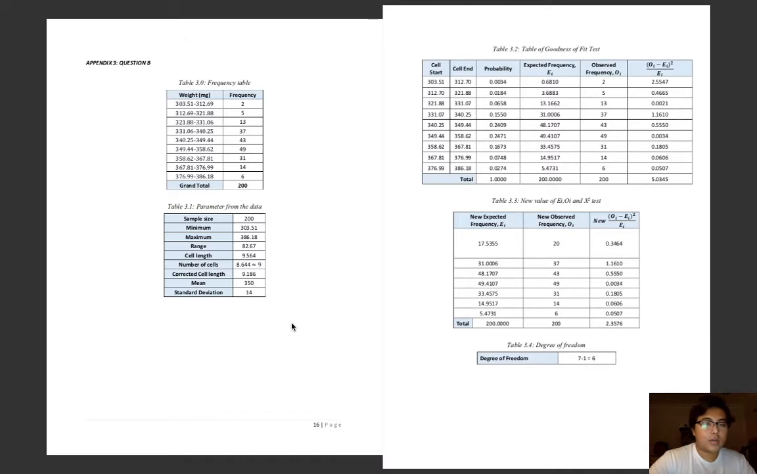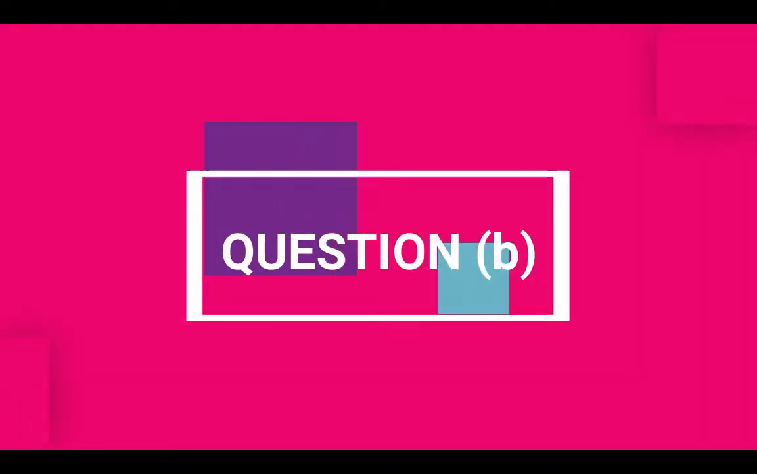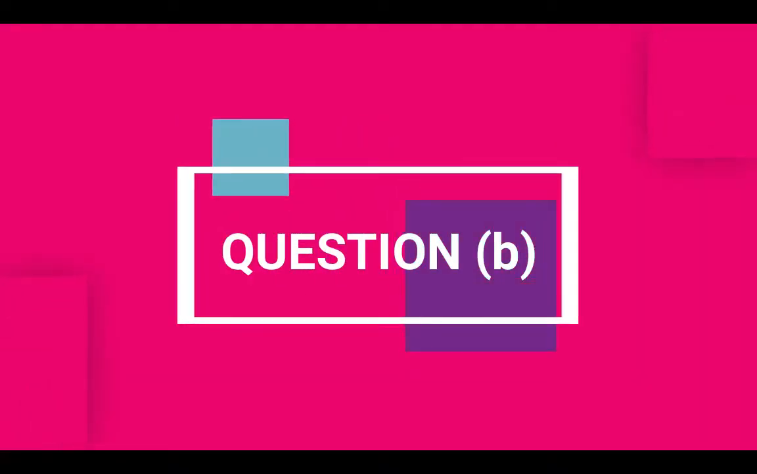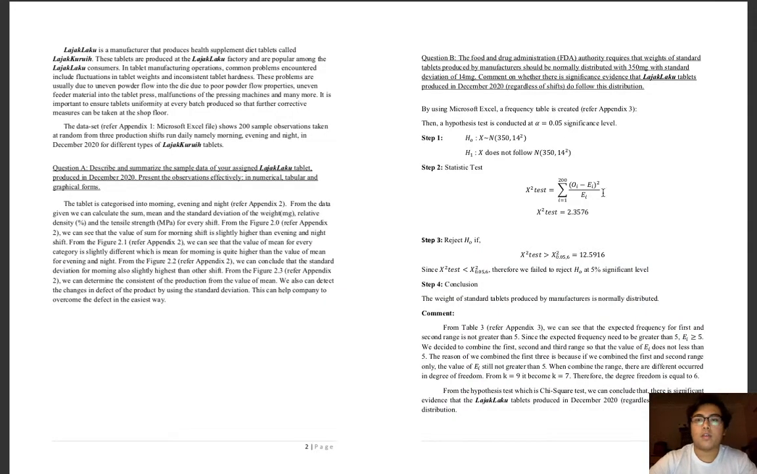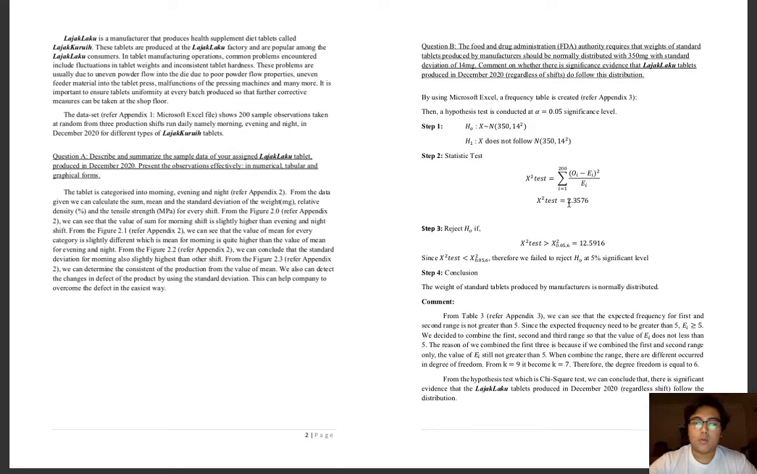So the next one is question B: to comment whether there is significant evidence that larger Laku tablets produced in 2020, regardless of shift, follow this distribution. So we are using Microsoft Excel to create a frequency table. Then a hypothesis test is conducted at alpha 0.05 significance level.